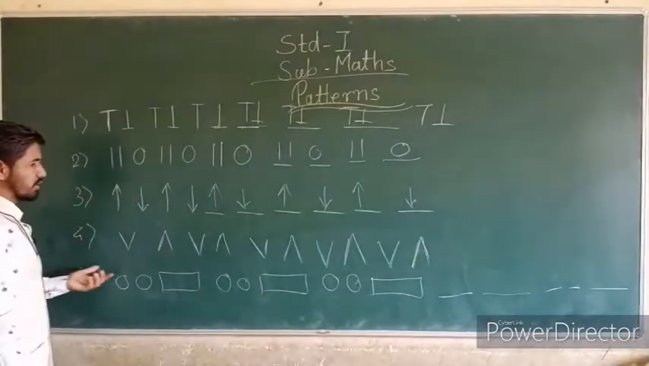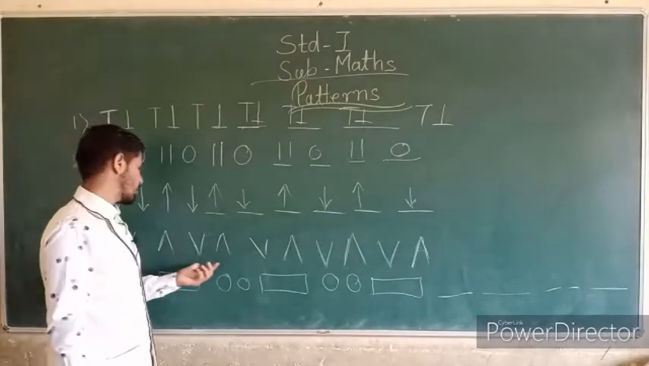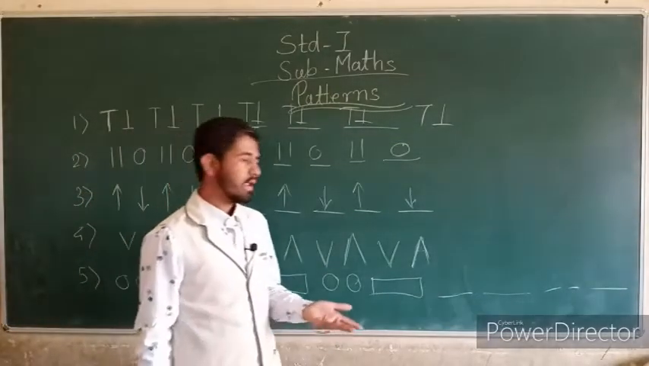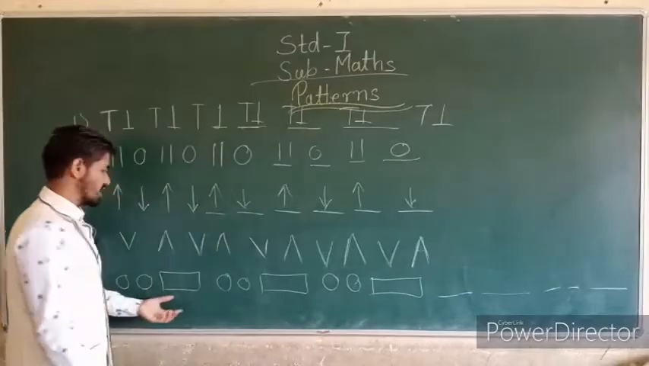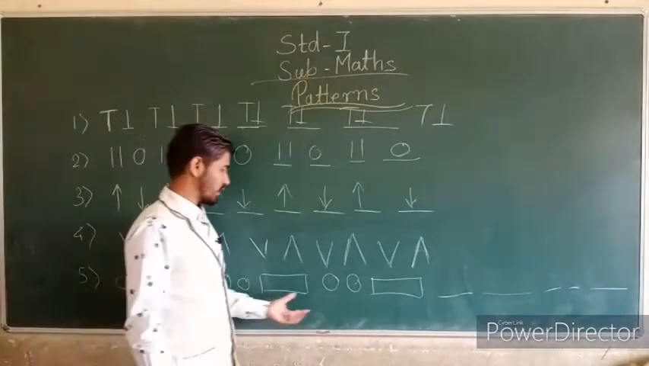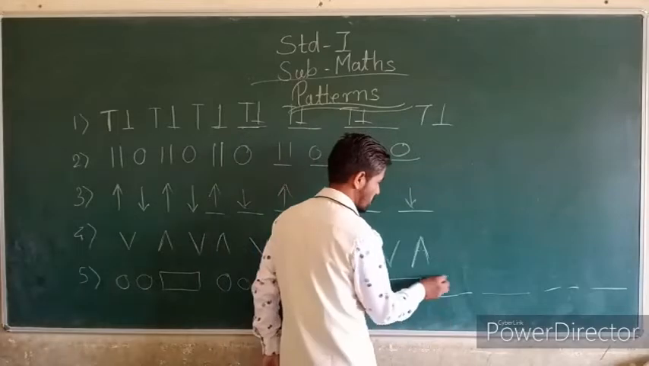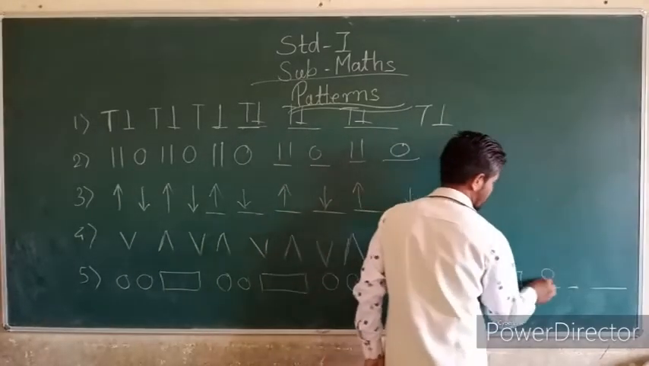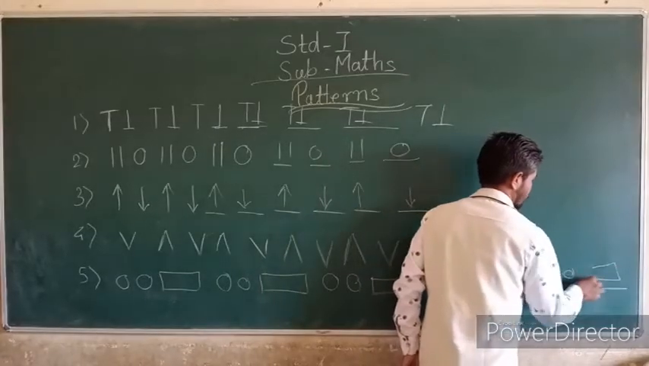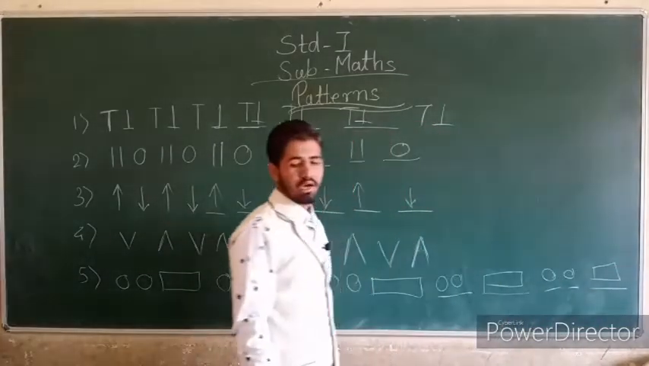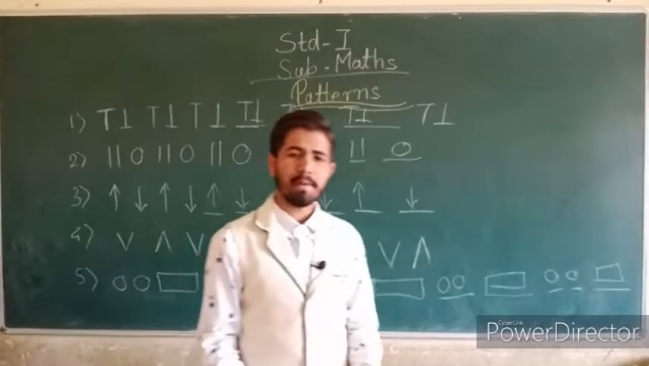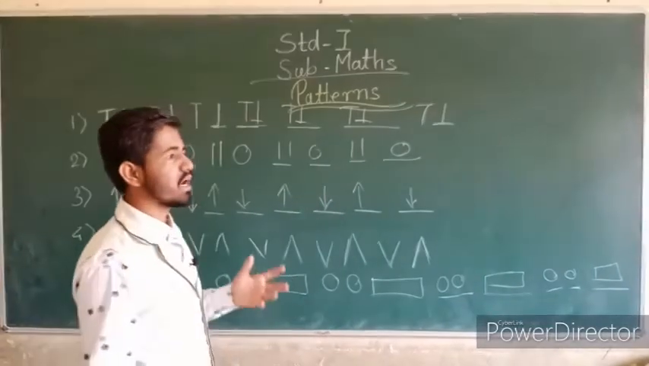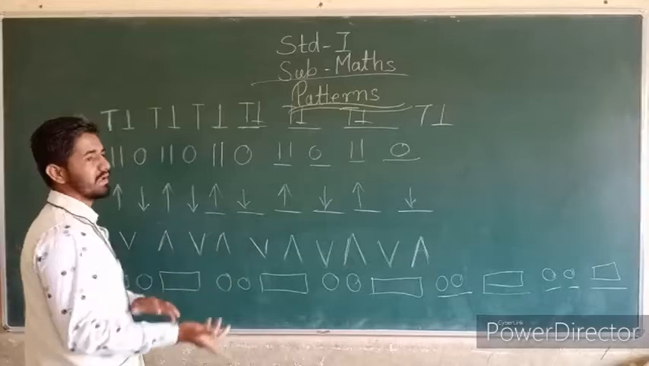Next, completed V: upside V, downside V, upside V, downside V, upside V, downside V. Next we see two circles, rectangle; two circles, rectangle; two circles, rectangle. So those are all the patterns. What do we mean by patterns? Patterns means shapes that come again and again.